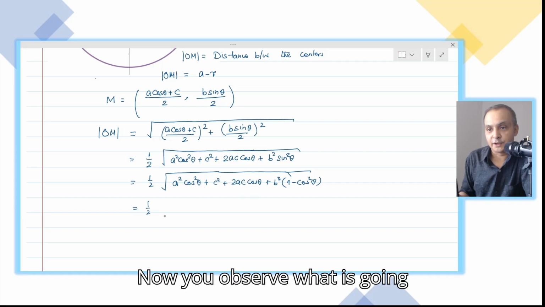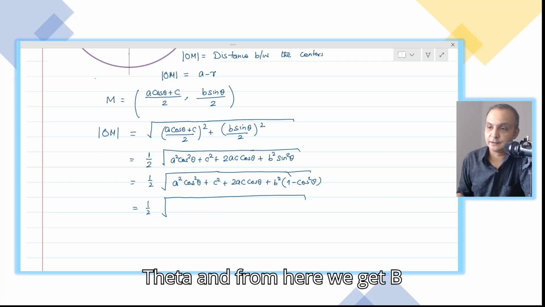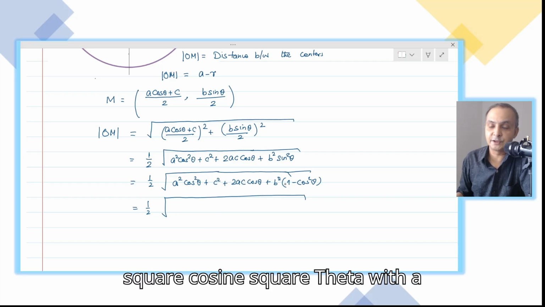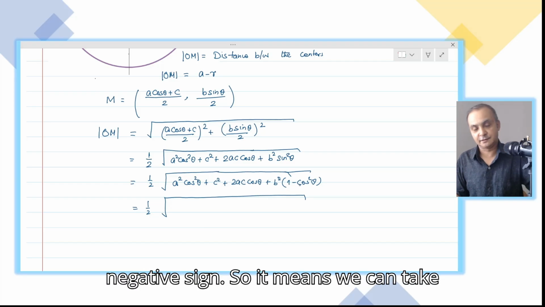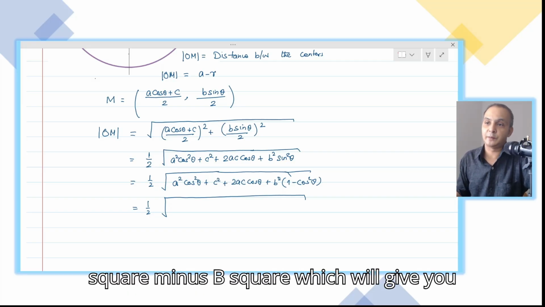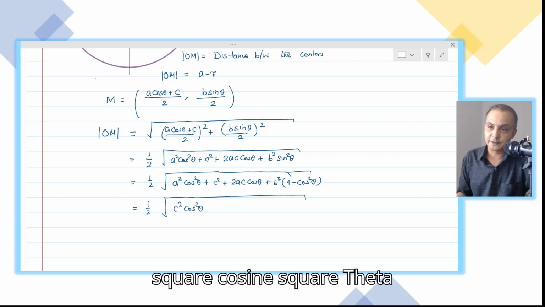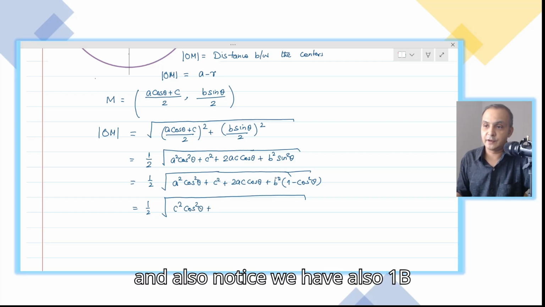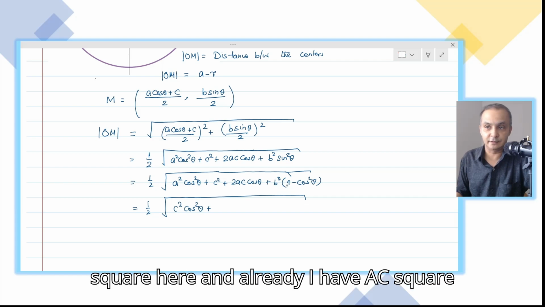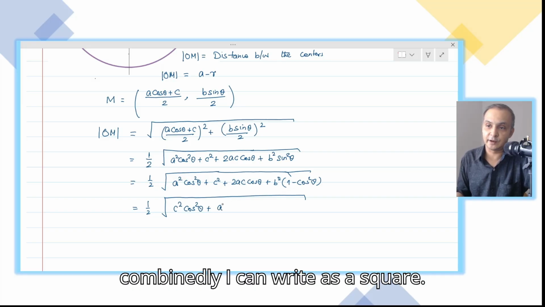Now you observe what is going to happen. From this A square cosine square theta, and from here we get B square cosine square theta with a negative sign. So we can take cos square theta as common, and we get A square minus B square, which will give you C square. So I'm writing directly here C square cosine square theta. Also notice we have one B square here, and already I have a C square here. So this C square and B square combined I can write as A square.